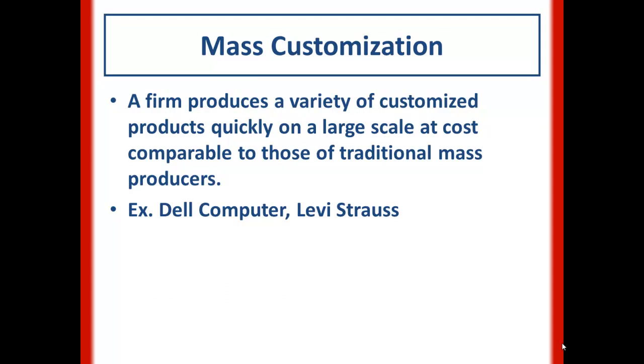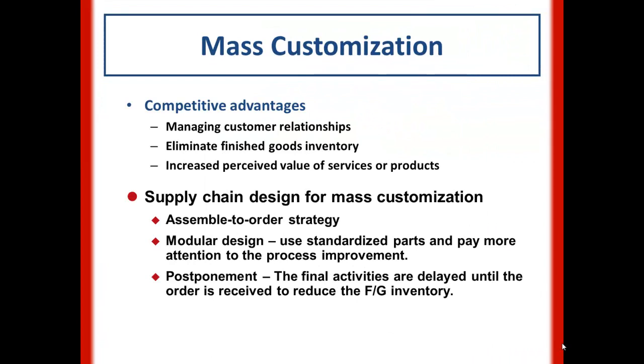Mass customization is a situation when a firm produces a variety of customized products quickly on a large scale at a cost comparable to traditional mass producers. Examples of mass customization are Dell Computer and Levi Strauss, when they allow customers to go online and customize the options they like in order to finalize the product they need. In mass customization, an advantage organizations may receive is managing customer relationships.